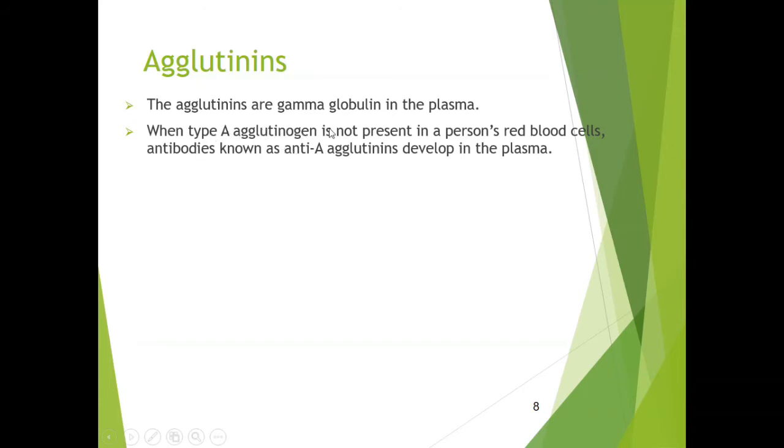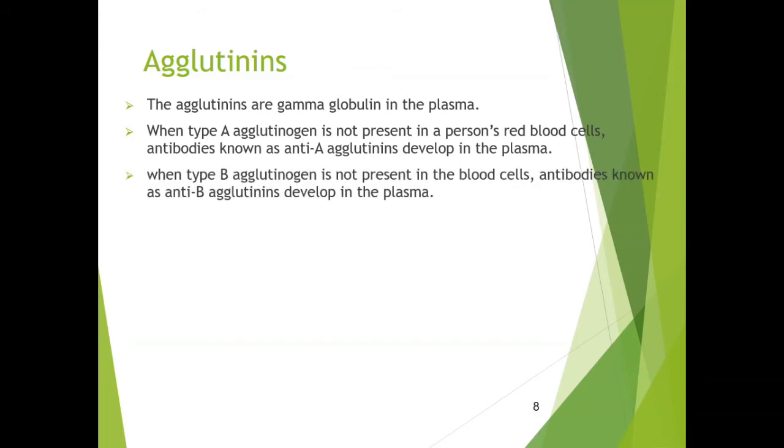And instead, for example in type A, if type A antigen is present, instead of antibody A, antibody B would develop in that person. So I will discuss it again: when antigen A is present in the person's blood, its corresponding antibody would be absent, but its opposite antibody would be present. If antigen A is present, anti-A agglutinin would be absent.